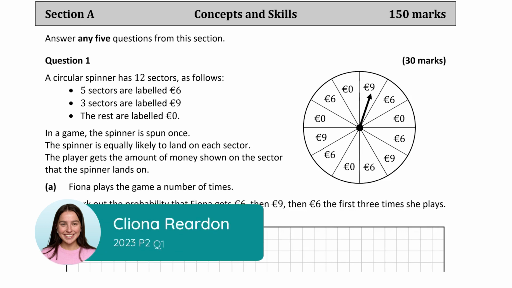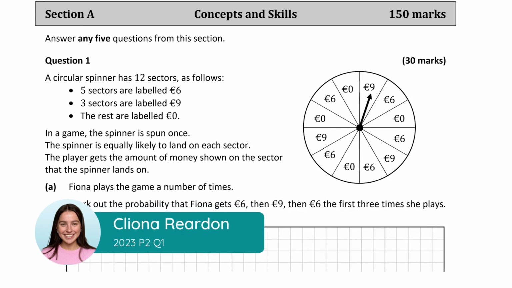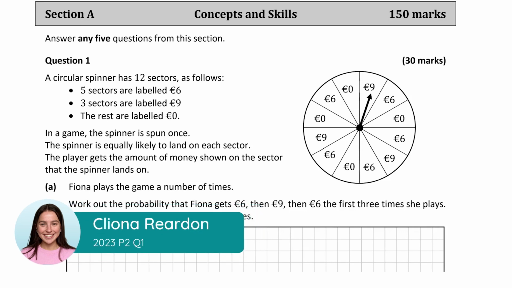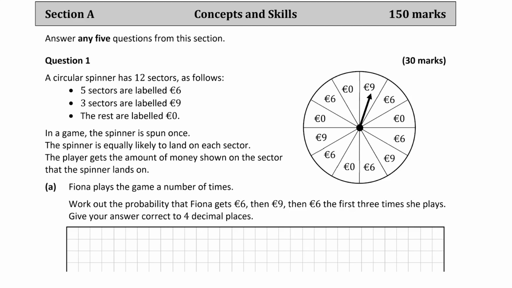Kleena here, and today I'm going to be taking you through the solution to question 1 from this Paper 2 Higher Level Leaving Cert paper, and this question is based on probability. We're told at the start of the question that a circular spinner has 12 sectors as follows. So we're told that 5 are labelled €6, 3 are labelled €9, and the rest are labelled €0.